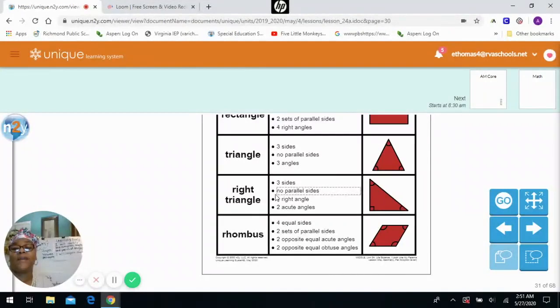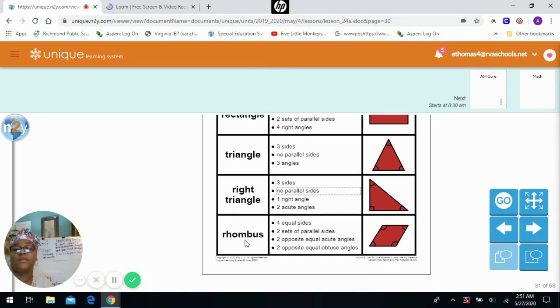Okay, and a right angle. Now remember, we had the leg and hypotenuse. So we have three sides. This is a right angle, three sides, no parallel sides, one right angle, and two acute angles. So you have the acute angle right here and one right angle. But remember what we said? This is a leg and that's a leg. That's 90. We have a leg and then what part? The hypotenuse comes across the two legs to make where the two legs meet.